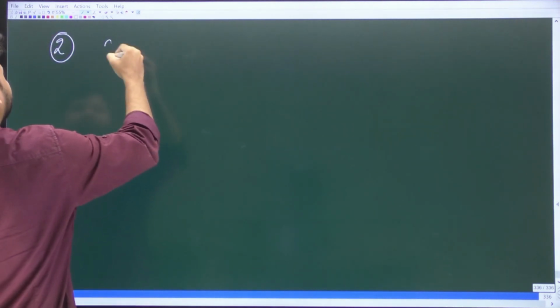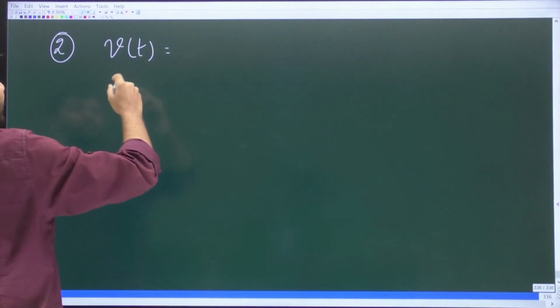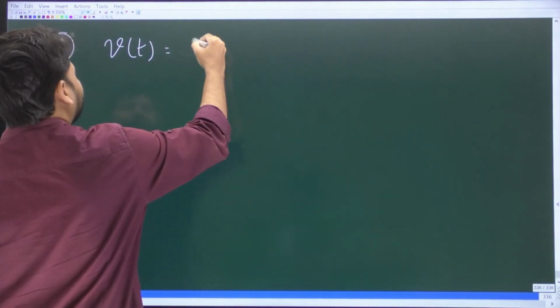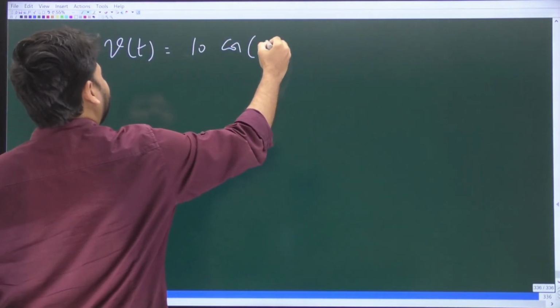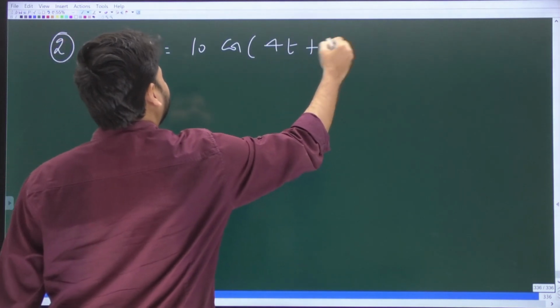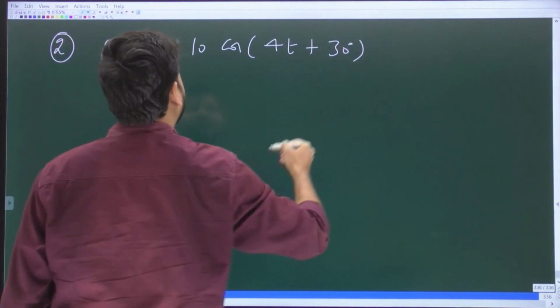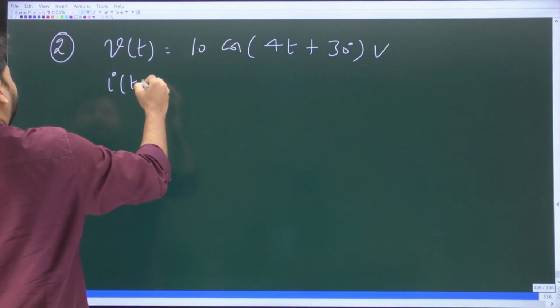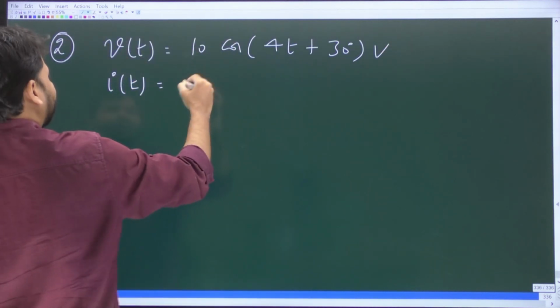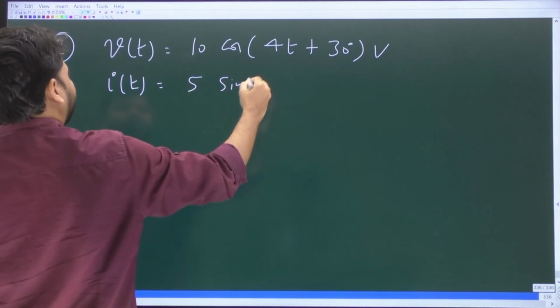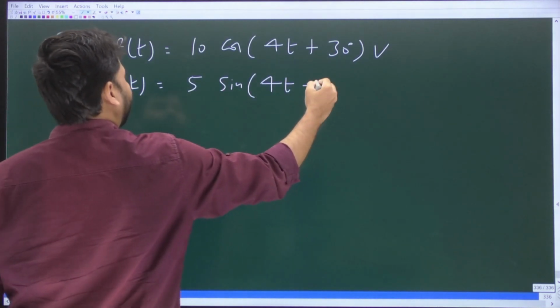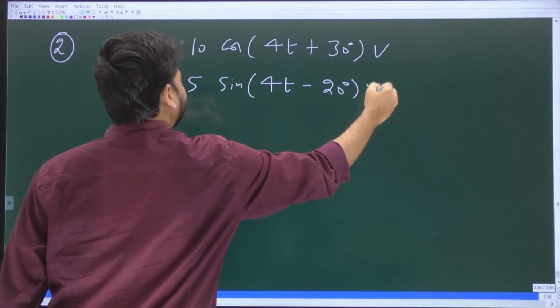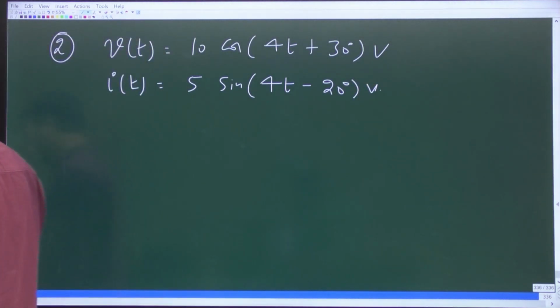Let's take up one more example. Once again, let's say we have a voltage which is 10 cos(40t + 30°) volts, and we have a current which is 5 sin(40t − 20°) amperes.